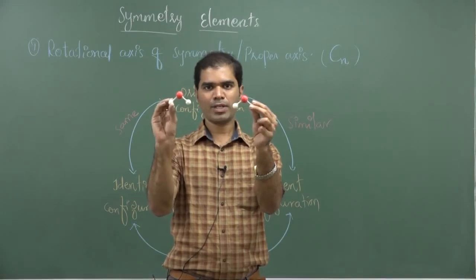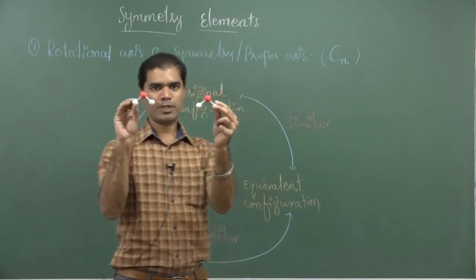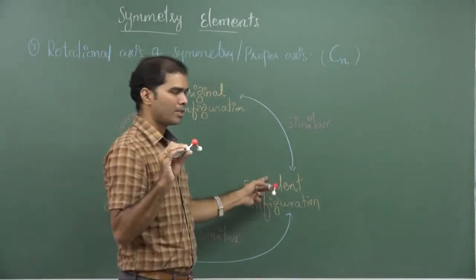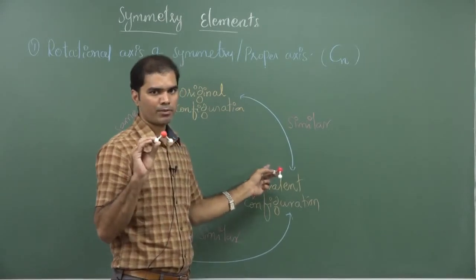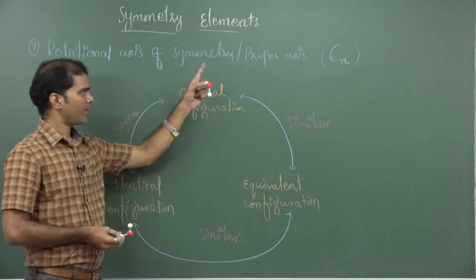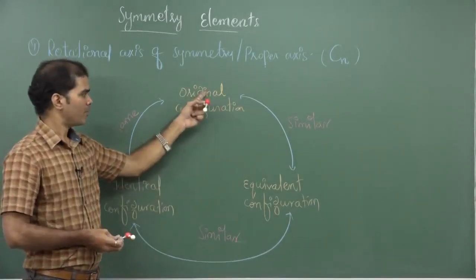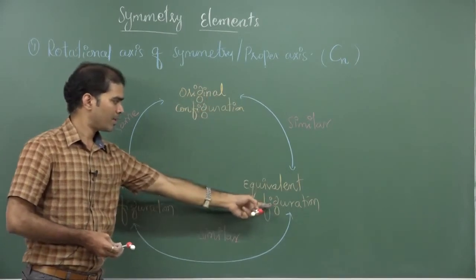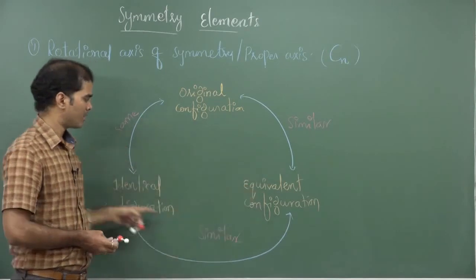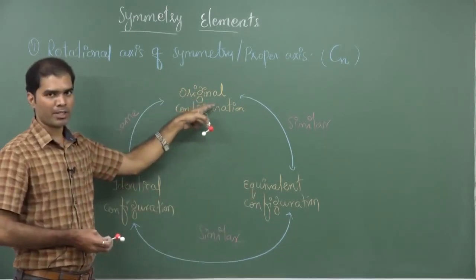This particular configuration which is same as that of the original one, we are referring to as identical configuration. But whichever is similar to the original one, we are calling an equivalent configuration. So how many times did I rotate? If I am choosing a water molecule, how many times did I rotate to get the original configuration? Once I rotated, I got equivalent, then I rotated, I got identical. So I have rotated 2 times. Then I got an identical configuration which is same as that of the original configuration.